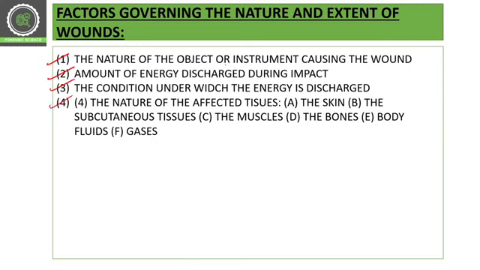First, the nature of the object or instrument which causes the wound, the amount of energy which is discharged during the impact, the conditions under which the energy is discharged, and the nature of affected tissues like the skin, subcutaneous tissues, muscle, bone, and body fluid, along with gases. So we are done with this topic, everyone.